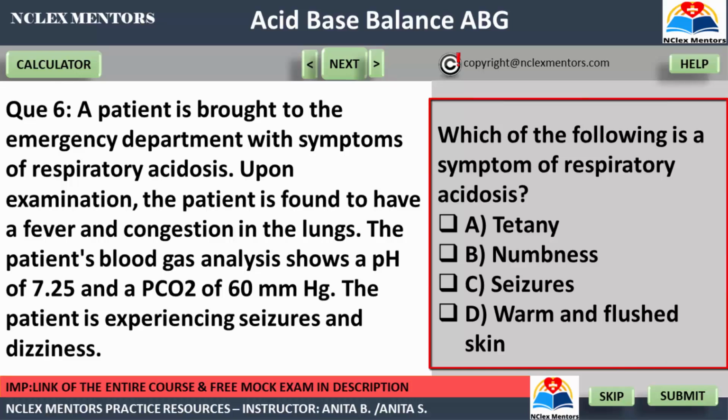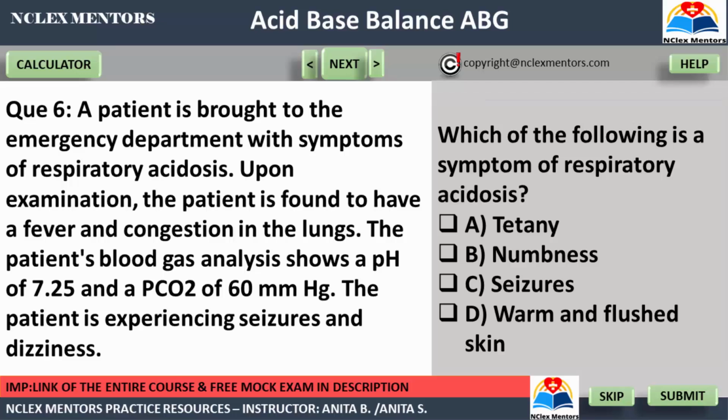The options for this question given on the screen are Option A, tetany. Option B, numbness. Option C, seizures. Option D, warm and flushed skin. I will give you some time to go through the question and the options. You can see the timer running on the upper right-hand corner of the screen, but if you need more time, you can pause the video as well.